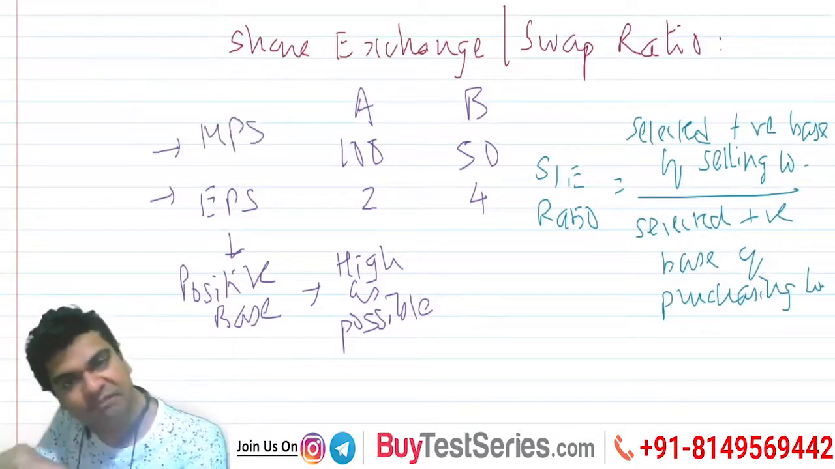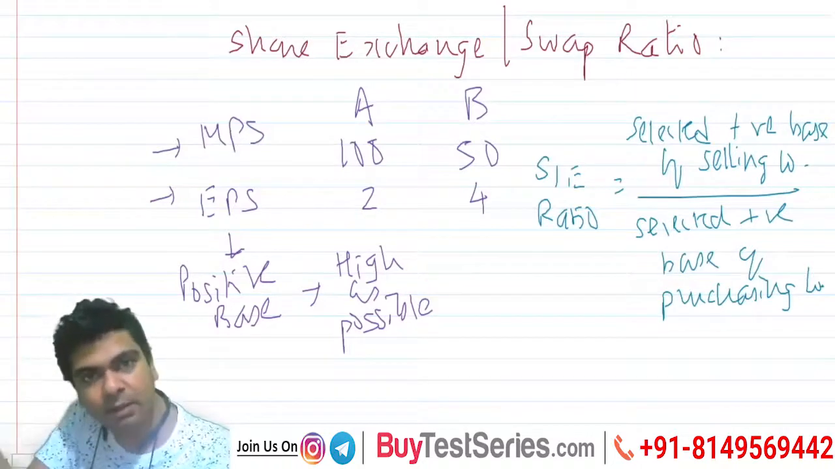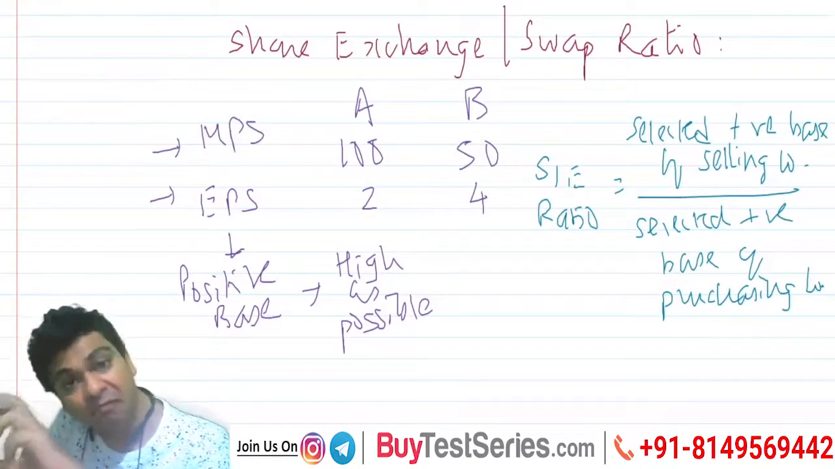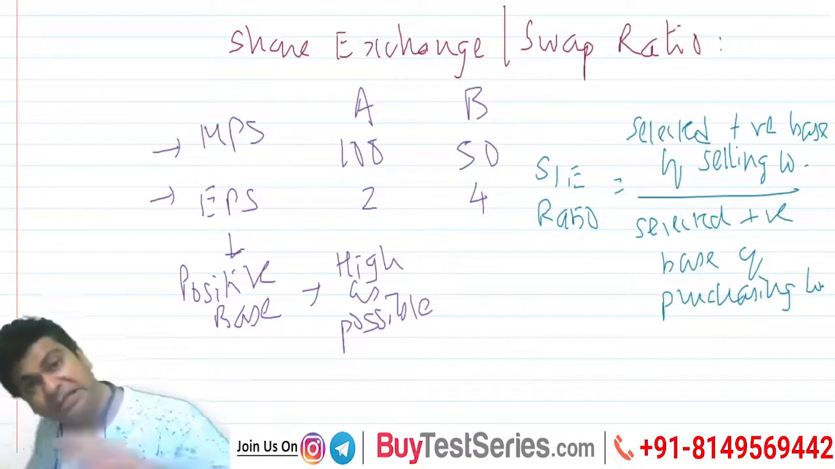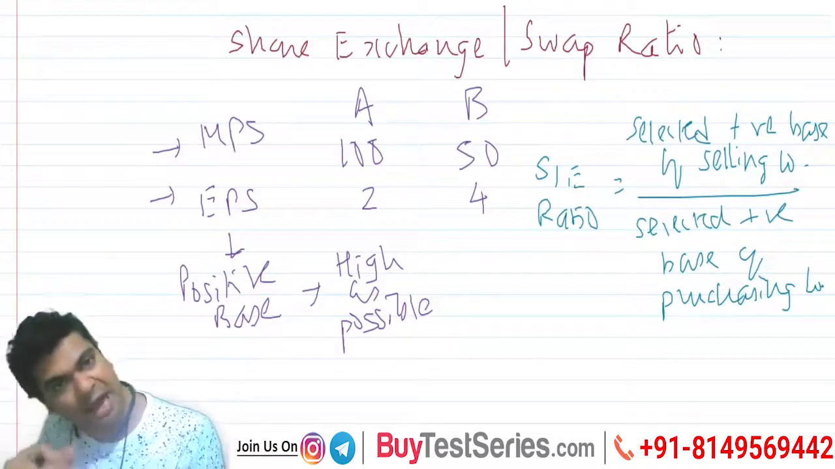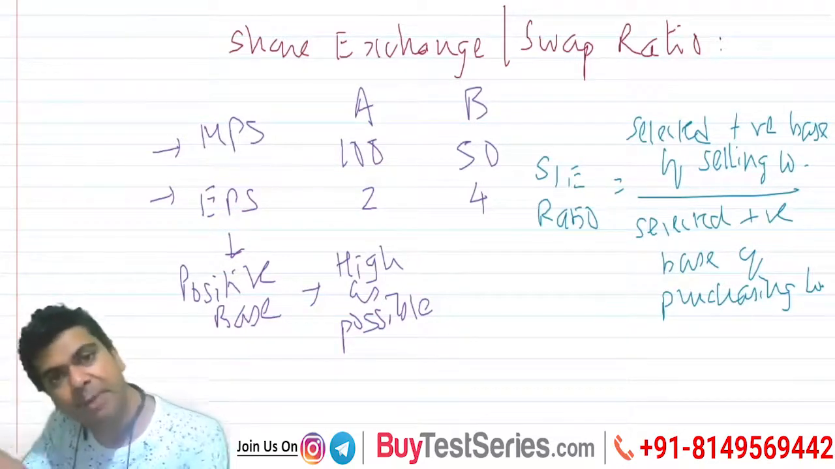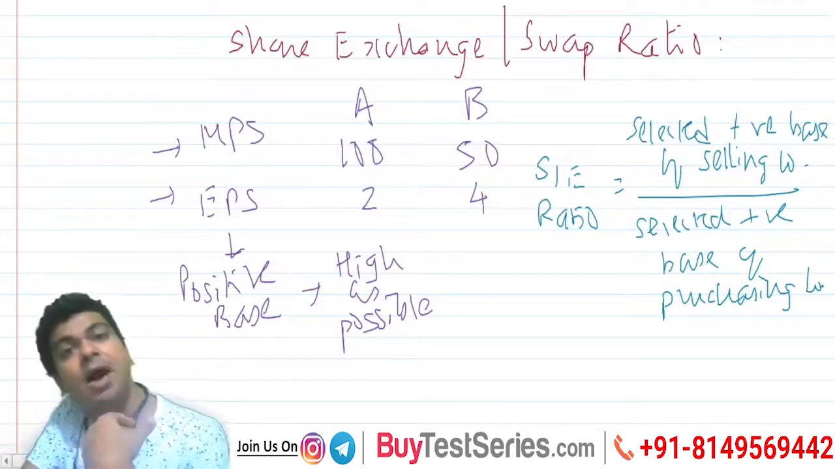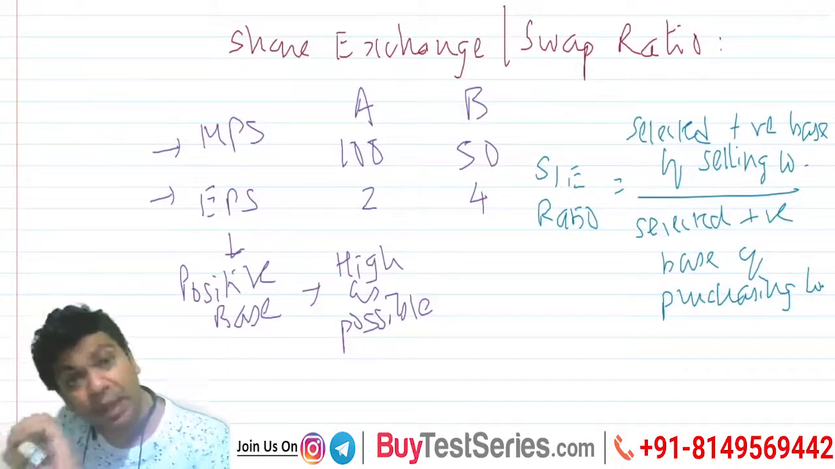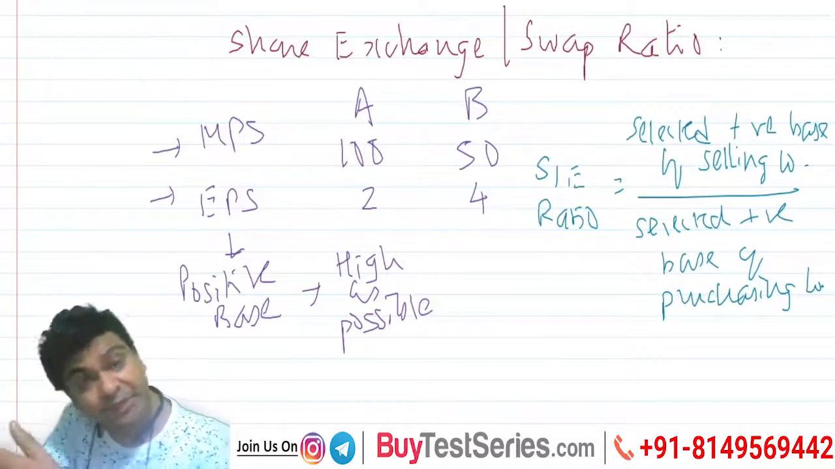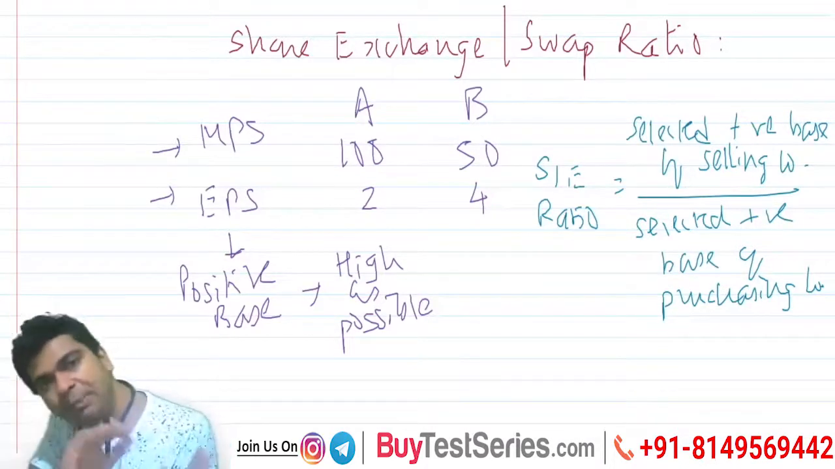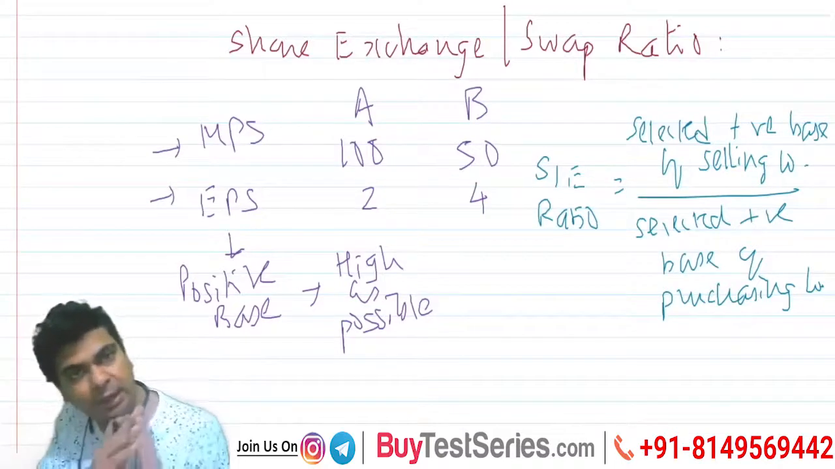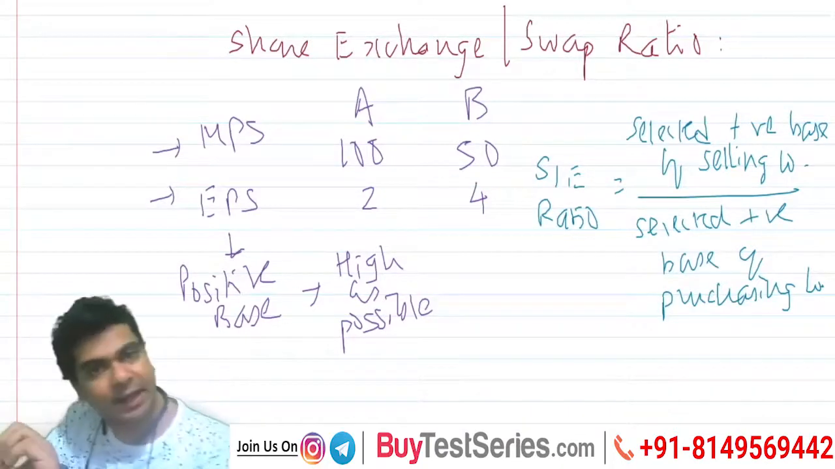So the base of the selling company will be divided by the base of the purchasing company. Why are we doing this? We want this base to be as high as possible. If the base of the selling company is higher, I do not mind giving them a higher number of shares. If the base of the selling company is lower, when I say lower, I mean higher compared to that of the purchasing company. Let us say I am the purchasing company, you are the selling company.